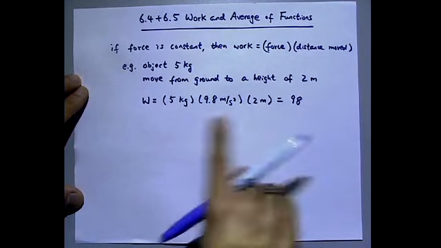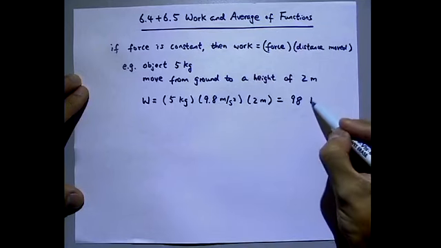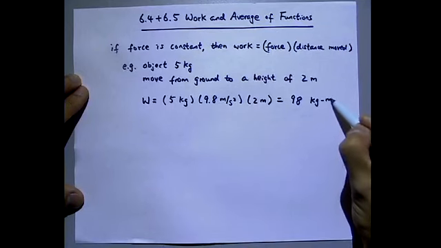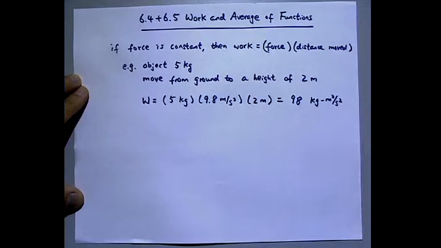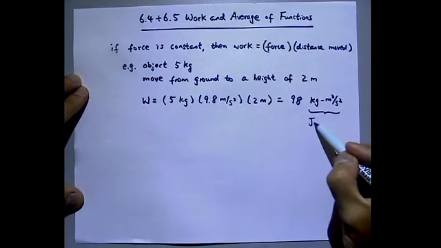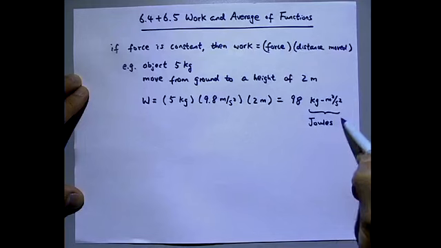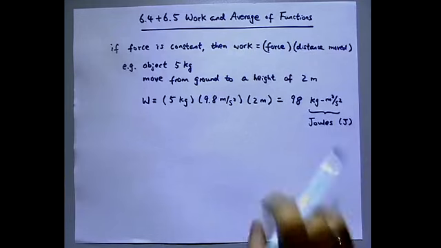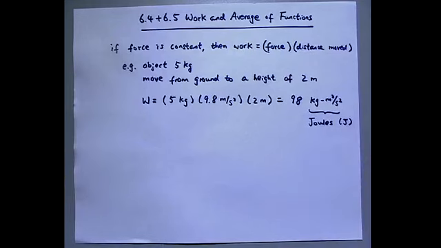All right? And look at the units here. This is kilogram meter squared per second squared. And that unit is also called joules. It's a measure of energy and typically abbreviated with just a capital J. Okay, so things are so simple if the force is constant. Now we're going to look at what happens when the force is not constant.